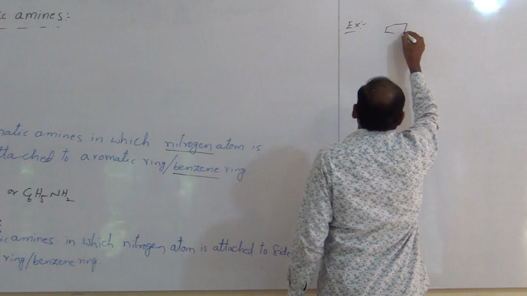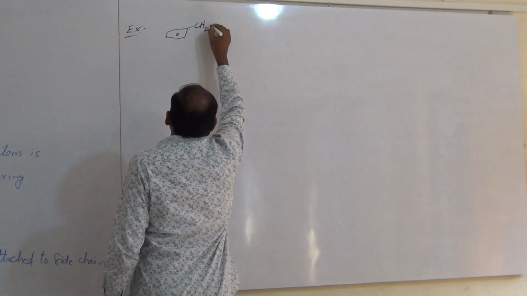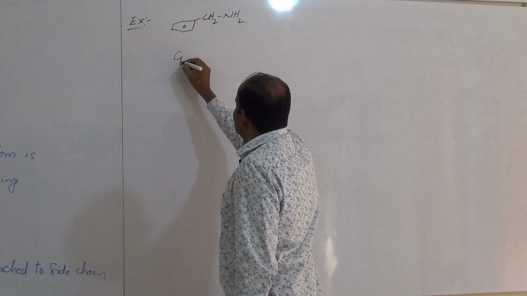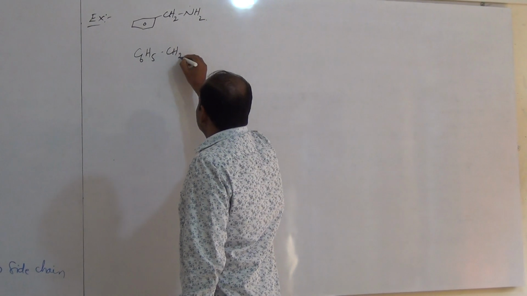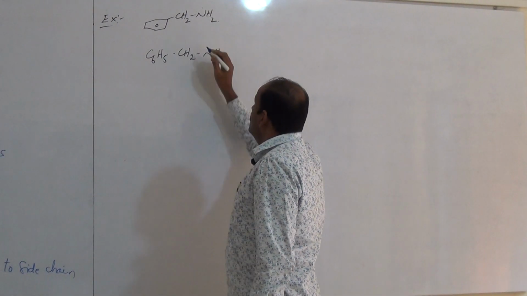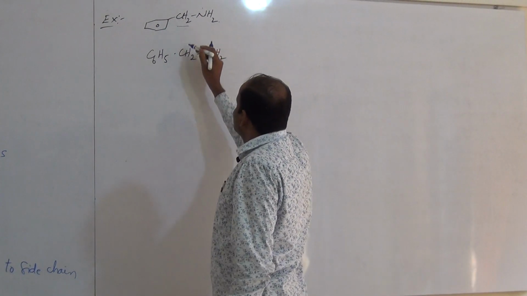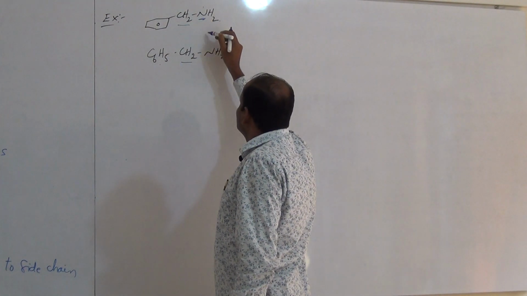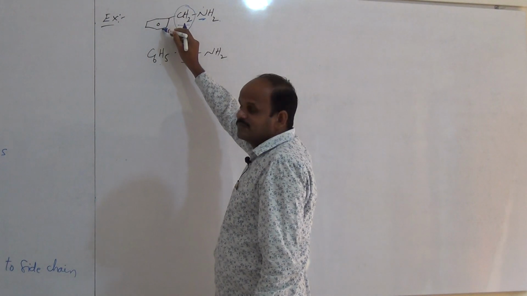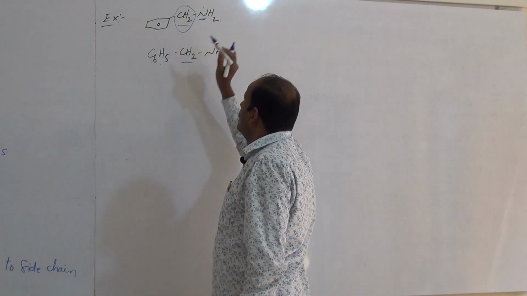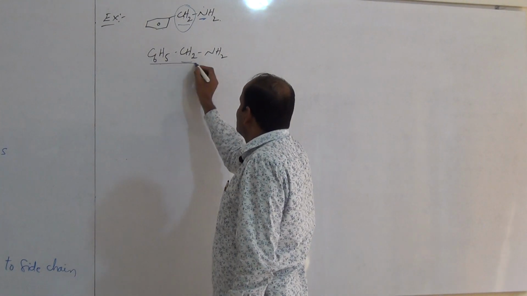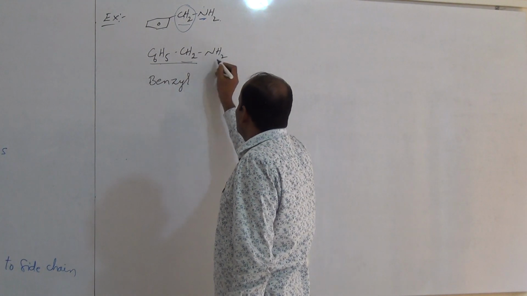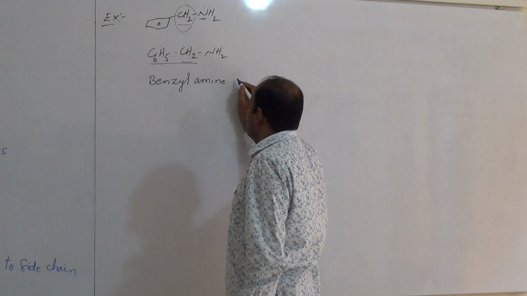Okay, so here example is C6H5CH2NH2. In this one here, this is the side chain of the aromatic nucleus, that is benzene ring. Hence this nitrogen is attached to side chain of this aromatic ring. Hence it is called as aralkyl amine. And what is the name of this compound? C6H5CH2 means benzyl and NH2 means amine. It is a benzyl amine.